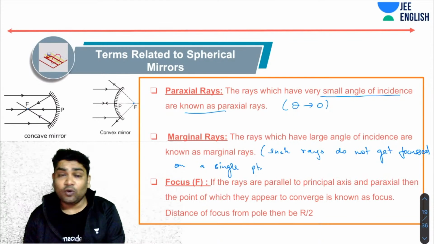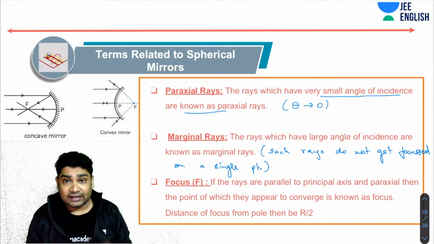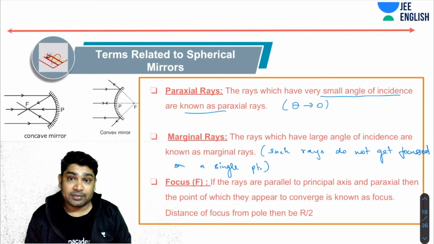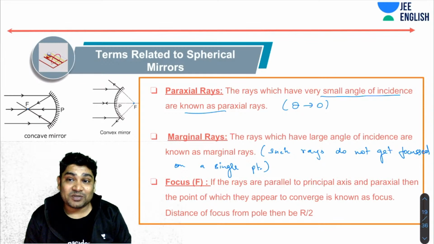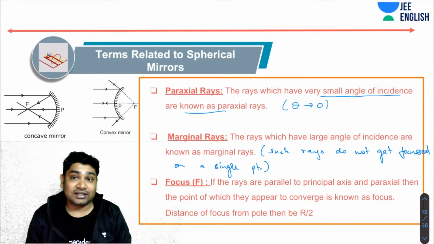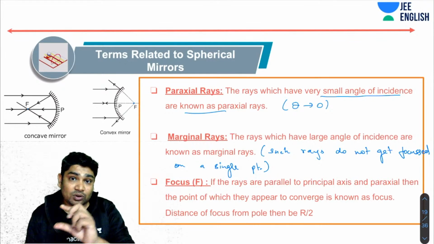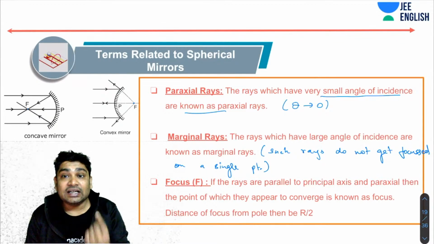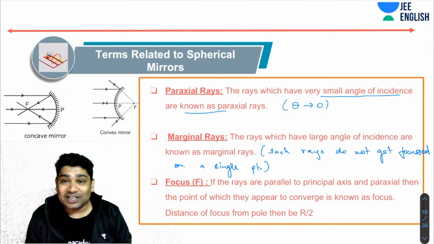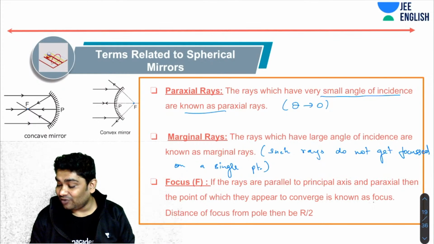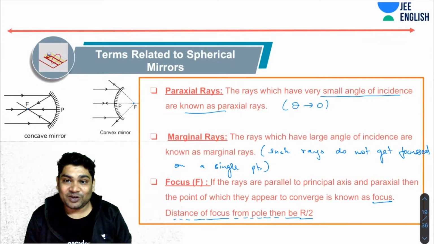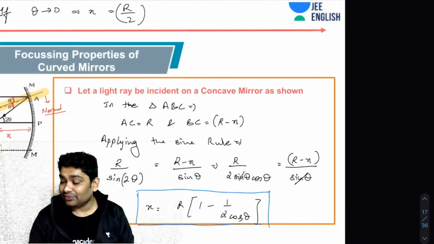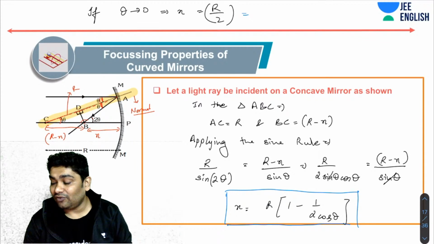So when we talk about focus or focal point, we only define that for paraxial rays. Please remember this. Now focus, again, as I said: if the rays are parallel to the principal axis and paraxial, then all of them converge or appear to diverge from a single point, and that is what we call the focus. From here, you will know that the distance of the focus from the pole is r by 2, which we can already prove here. This is what you call the focal length.